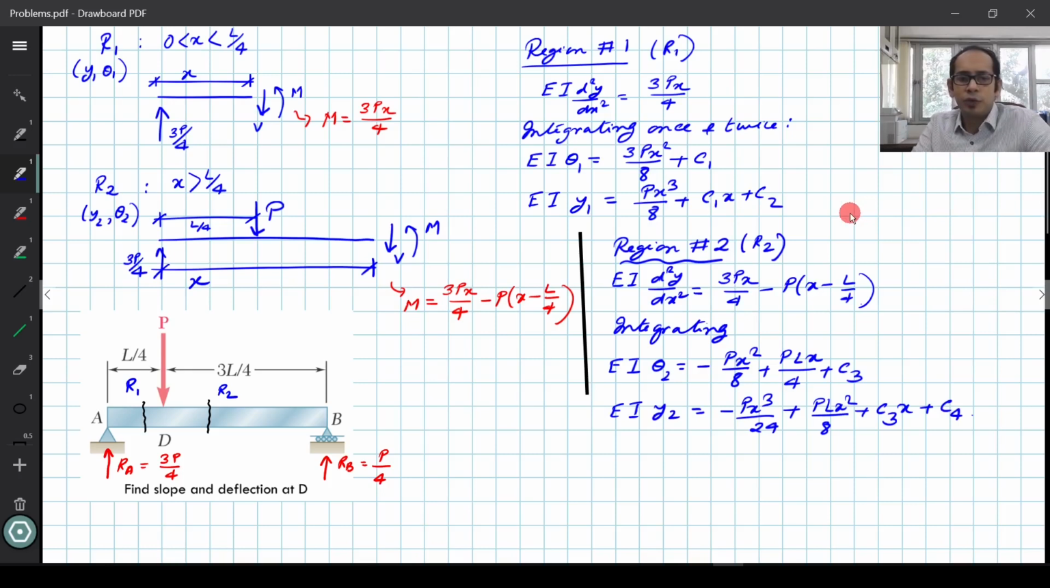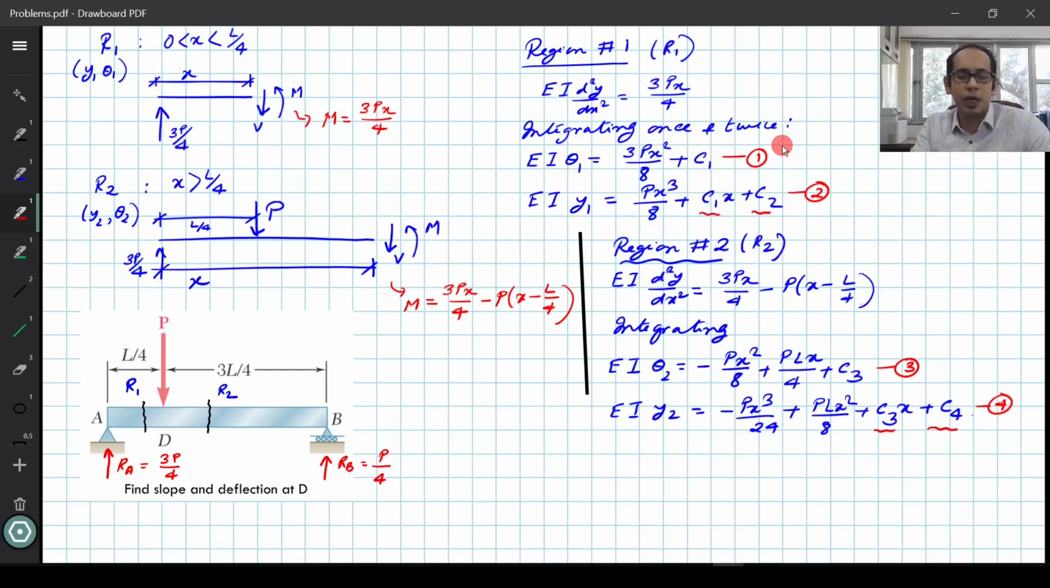So we get these overall expressions, as you can see, for region 1 and region 2. Now remember, this theta 1 is dy/dx for region 1, and y1 is the y for region 1, and similarly here. If you take a look at these equations that we got, let's mark them 1, 2, 3 and 4. You see over here we have 4 constants of integration that we need to evaluate. So we need to evaluate c1, c2, c3 and c4. So we need 4 boundary conditions.